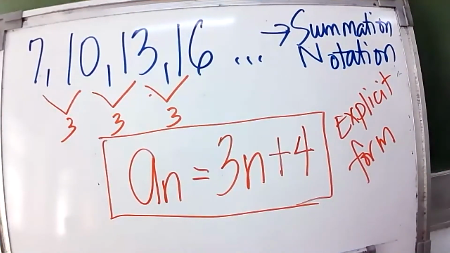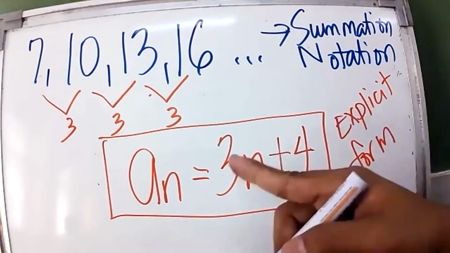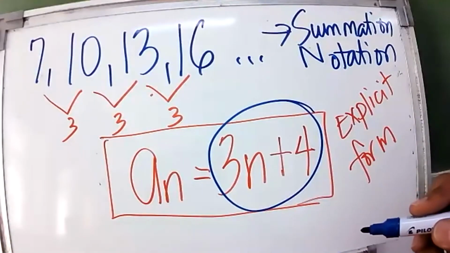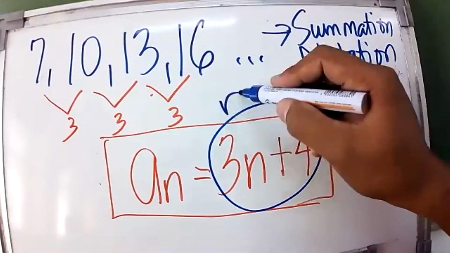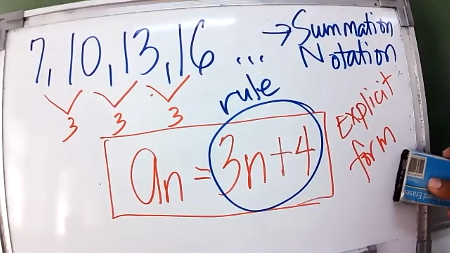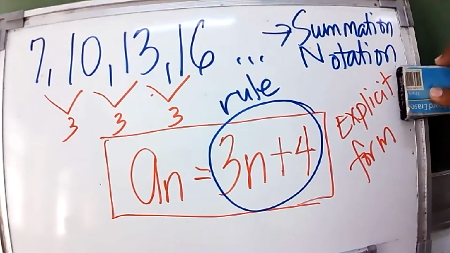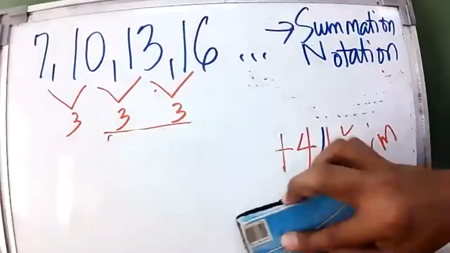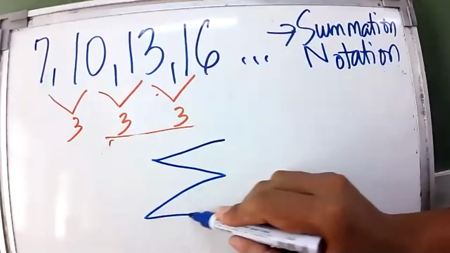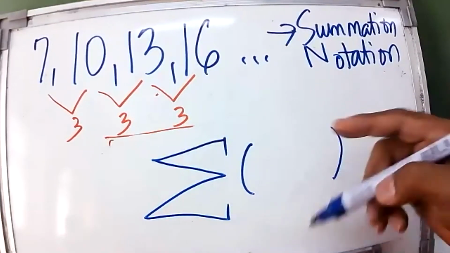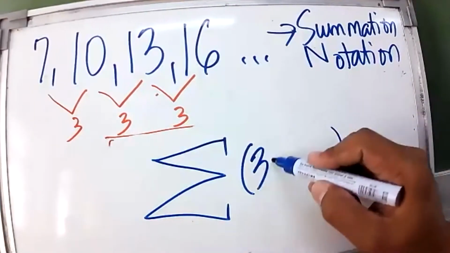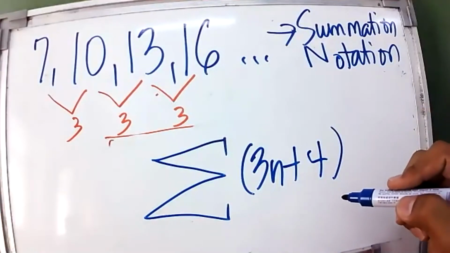Now that we have our explicit form, in this explicit form, we have this formula here. What do you call this formula again? The rule. That's our rule. Exactly. Now, we will use the rule and plot it in our summation notation. Ready? So, when we write our summation notation, what will we put here? 3n plus 4, that's our rule in the explicit form.